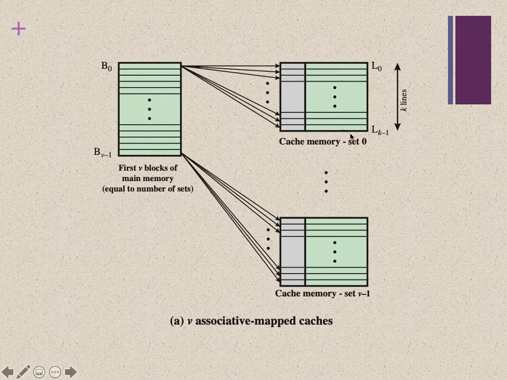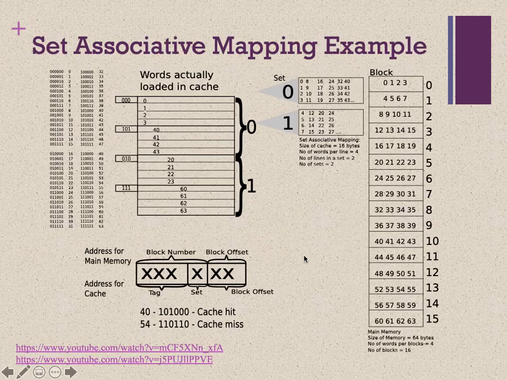So that's an example. For the cache memory, we have set 0. It means that this block can be loaded anywhere, and this block can be loaded anywhere. For example, 0 modulus 2 is 0, so it will load into set 0. We have 2 sets. 1 modulus 2 is 1, so it will be loaded into set 1. 2 modulus 2 is 0, so it will be loaded anywhere in this set. 3 modulus 2 is 1, so it will be loaded anywhere here.